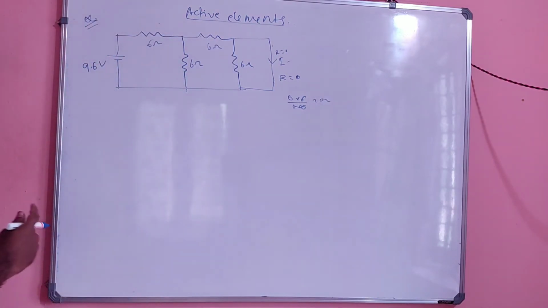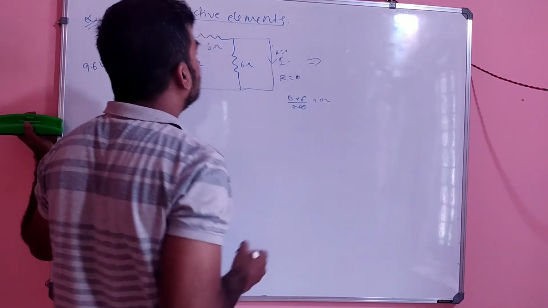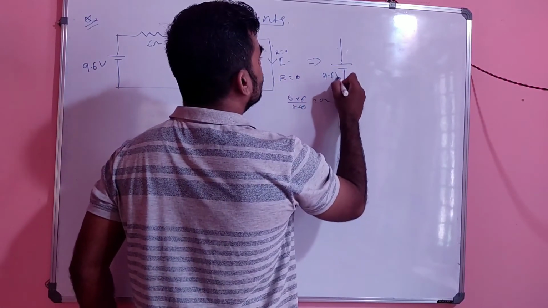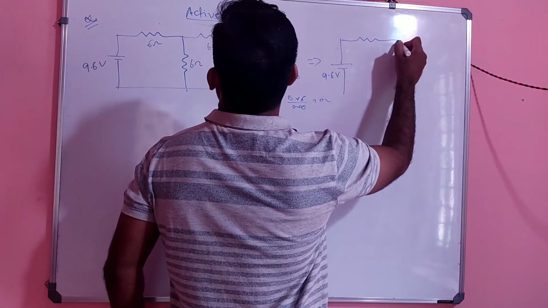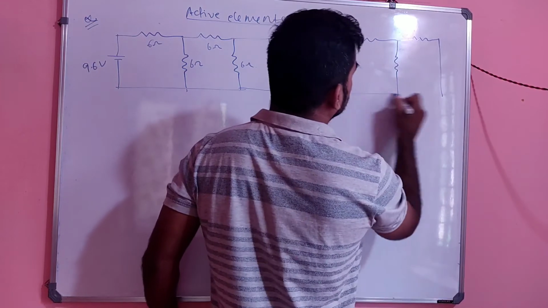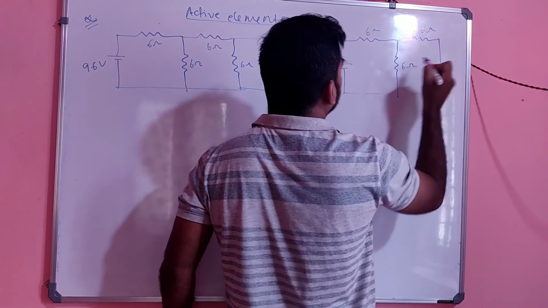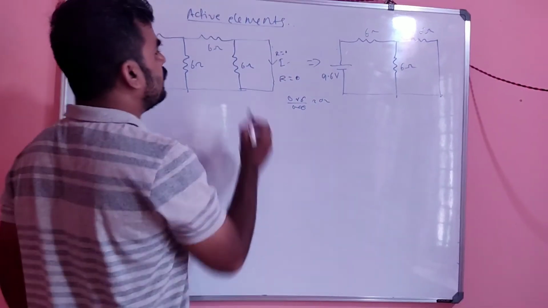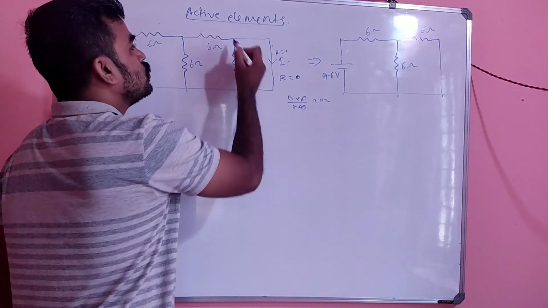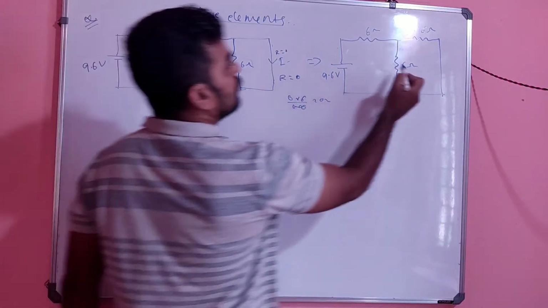So, this section also will be like short circuited. So, I can redraw the figure simply like this. That means this 6 ohm will not be there. It is also like short circuited condition. So from here to here it is like a short circuit. Only these 3 will remain.